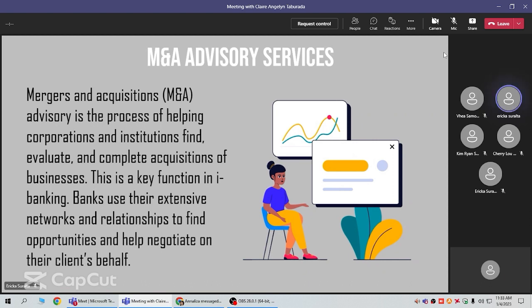So in these M&A advisory services, investment banking helps the corporations and of course institutional investors to find, evaluate, and complete acquisitions of businesses. As we all know, investors like to get acquisitions of businesses. So in M&A advisory, investment banking provides the opportunity for the corporation and institution to get help negotiating between their clients, so that the negotiation goes well, as this is about mergers and acquisitions of a business.